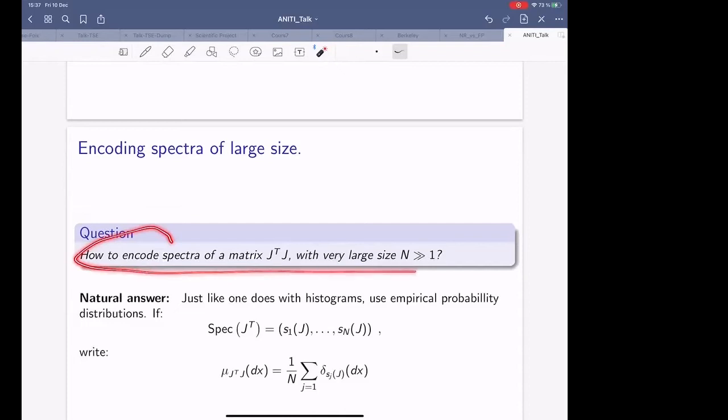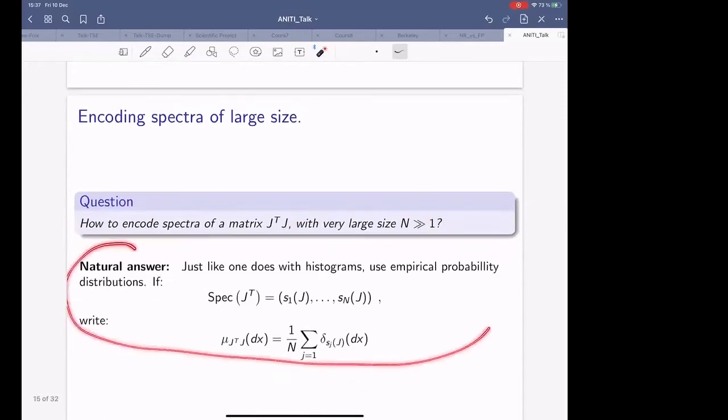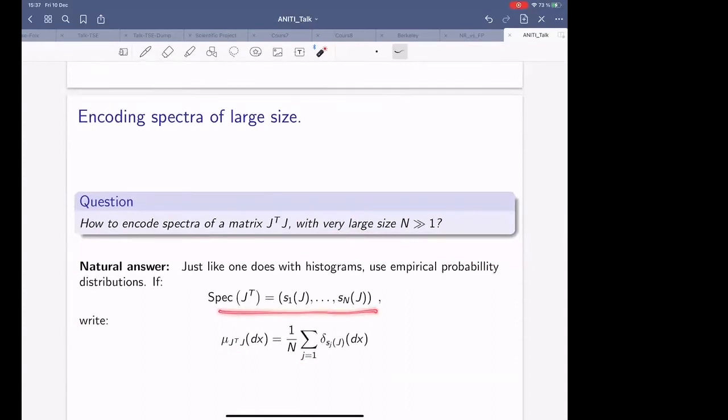So how do we encode the spectrum of a matrix J transpose J if it's of a very large size? The answer is very simple. If you're a statistician, you say, okay, I have a huge vector. So this is the spectrum of J transpose J. It's a very long vector. The simple way of doing it is just to plot a histogram of it. And if you say just plot a histogram, this means I'm encoding this thing as an empirical probability distribution, as this measure. Okay, so this is pretty standard for statistics.